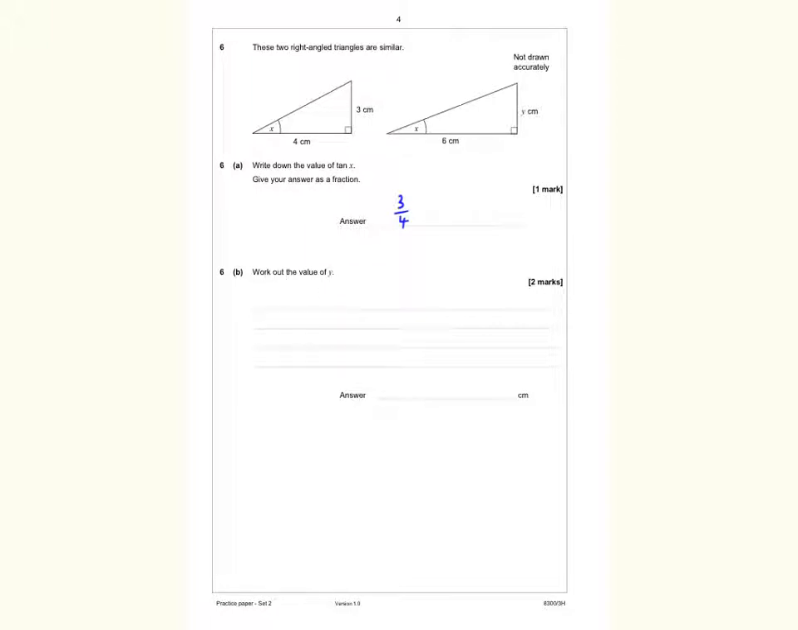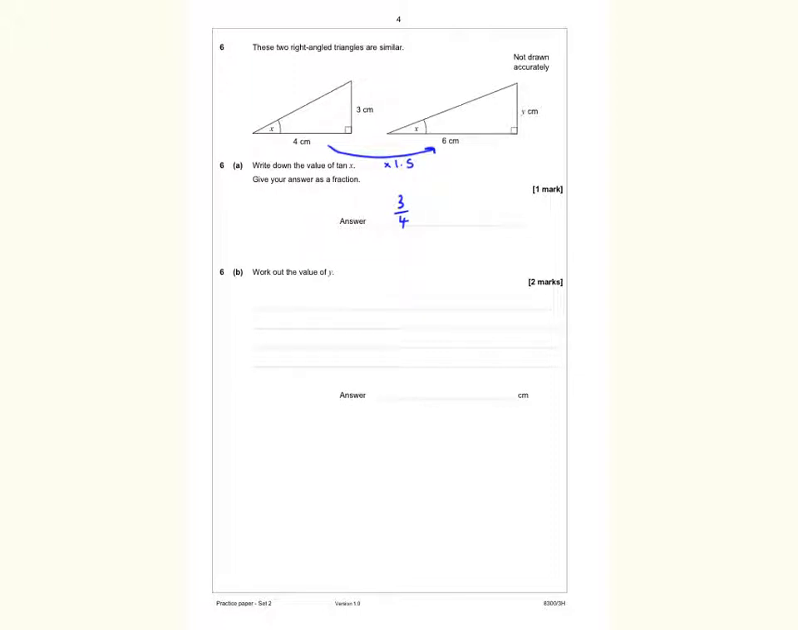Okay, I've already said one way we could do that. We can make an equation: 3/4 is equal to y/6. But I think most of us would actually like to do it this way. We would look at what the multiplication is to go from 4 to 6, and that is multiplying by 1.5. So this is going to be times by 1.5.